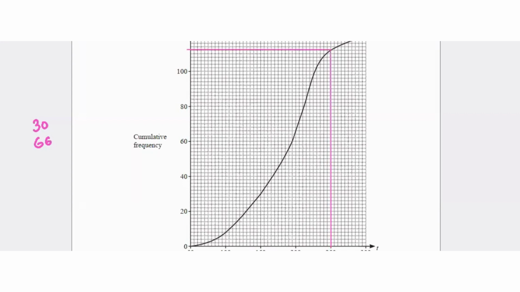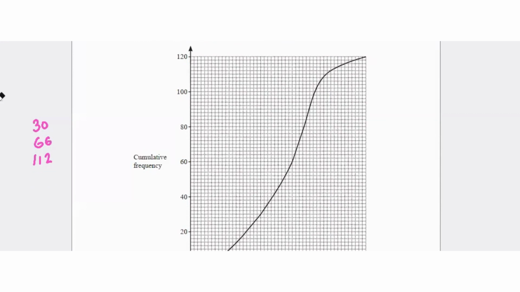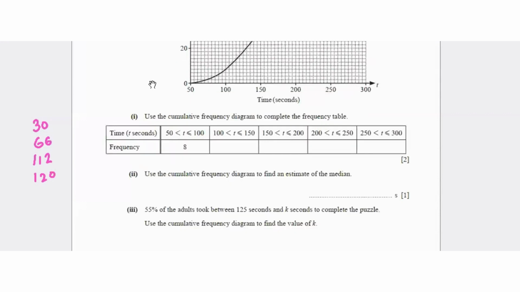that is for 250. That's 1, 2, 3, 4, 5. That's 110, and that's going to be 112. And then for 300, that's 120. So we have 112 and 120.